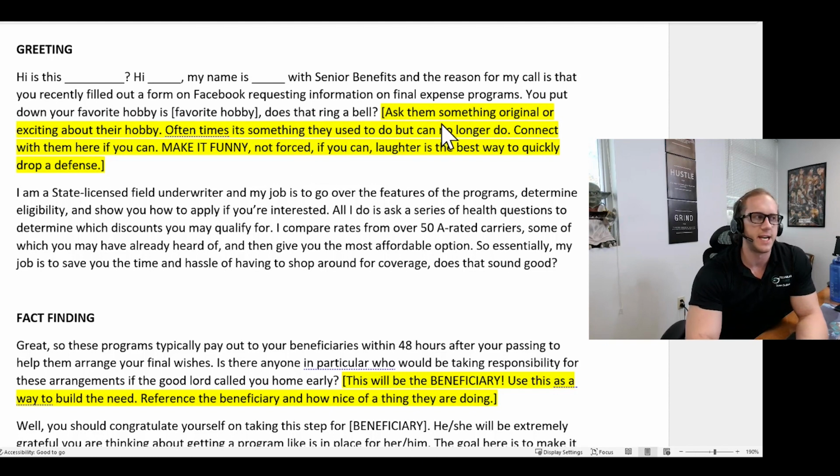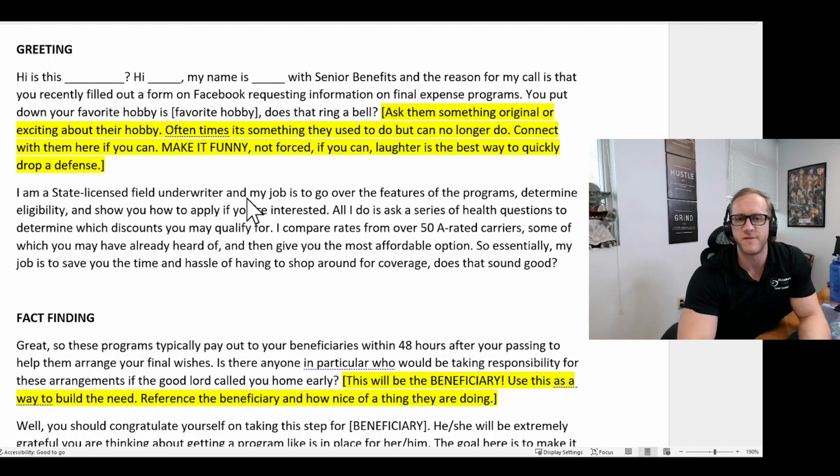Yeah. And then you can ask them about the hobby, or you can just say, you put down your favorite hobby is fishing. What type of fish do you fish for? So you don't even have to really say, does that ring a bell? You can say whatever their hobby is. You can ask them a question about it. Now, they may be like, well, that's not my favorite hobby or whatever. And at that point, you just say, oh, well, I wonder how that got there then. And then you go to the next part.